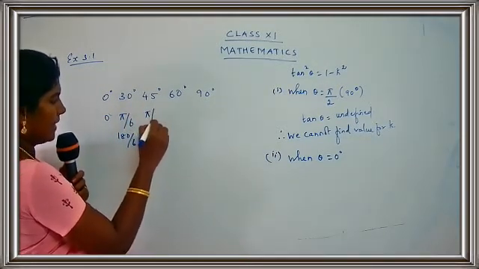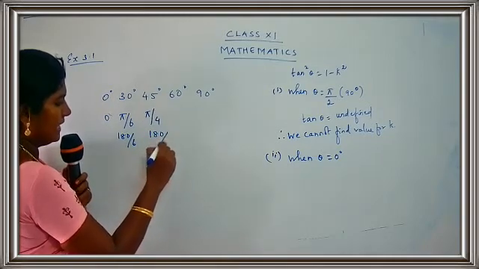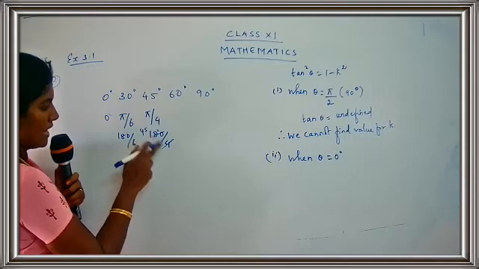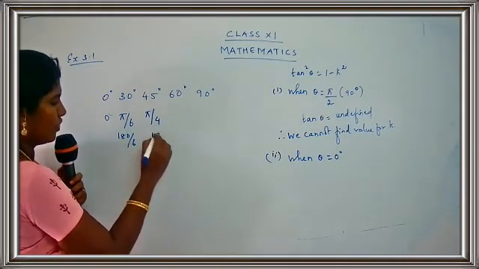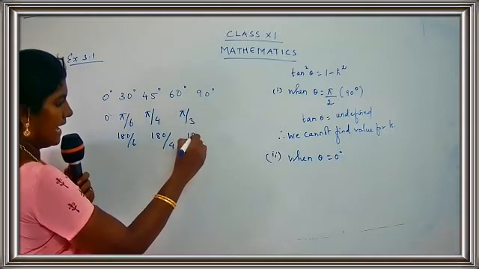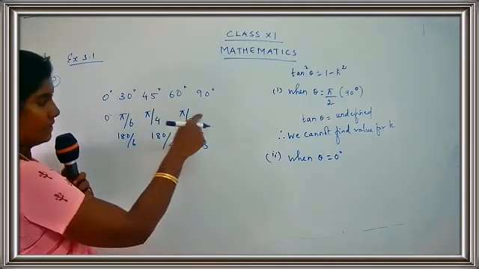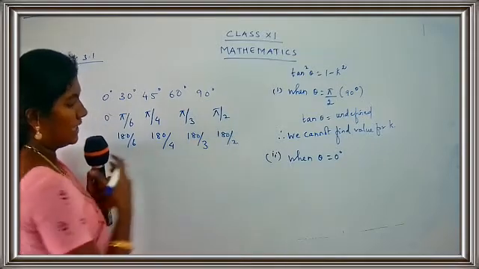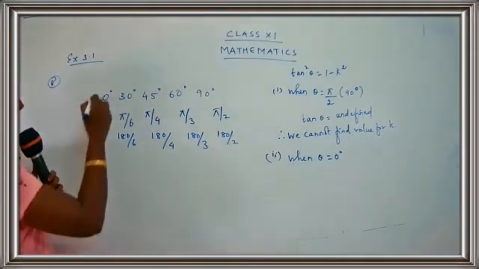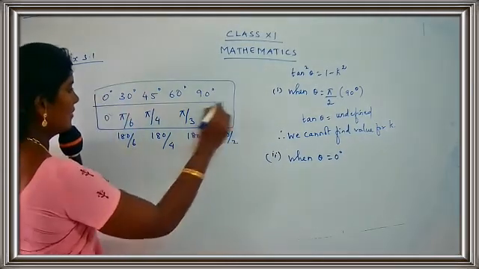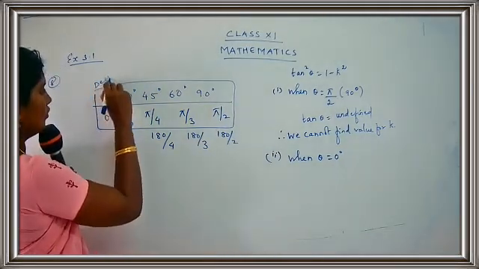This is pi by 4. 180 upon 4 gives you 45 degree. This is pi by 3. 180 by 3 is 60 degree. And this is pi by 2. 180 upon 2, that is 90 degree. Okay, children? So this is in terms of degree, and this is in terms of radian.